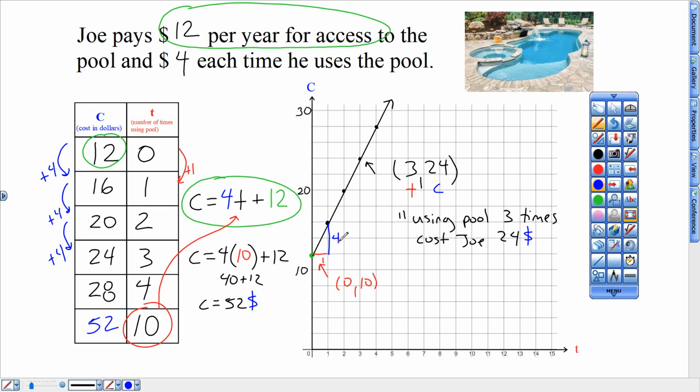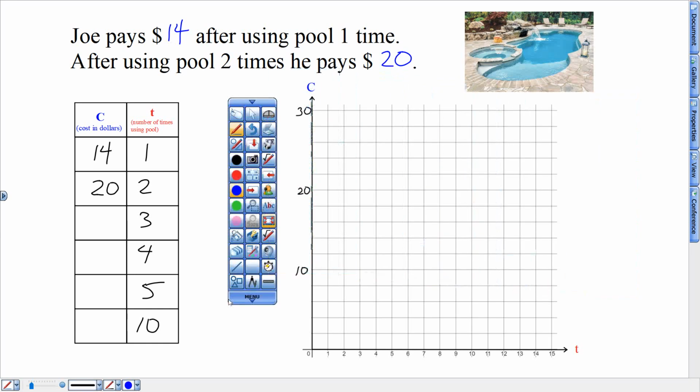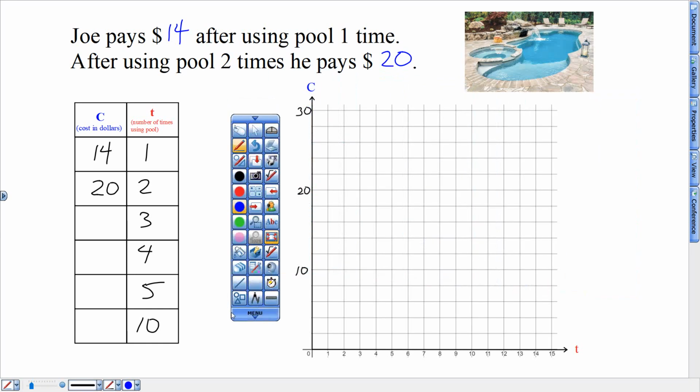All right. Last problem. Next word is tan. Tan. All right, this one where you're going to have to backtrack and fill in the table. $14 one time, $20 using it 2 times. That means you could figure out everything. You could figure out that it's going up by 6. Hopefully you could see that.